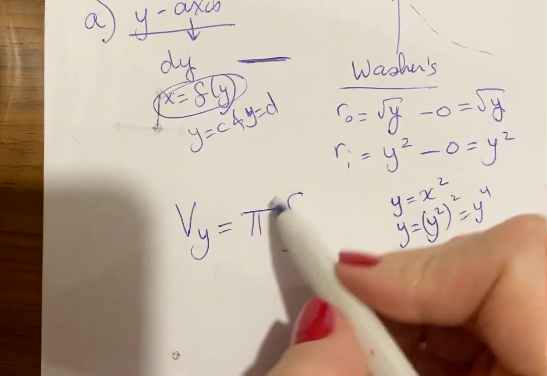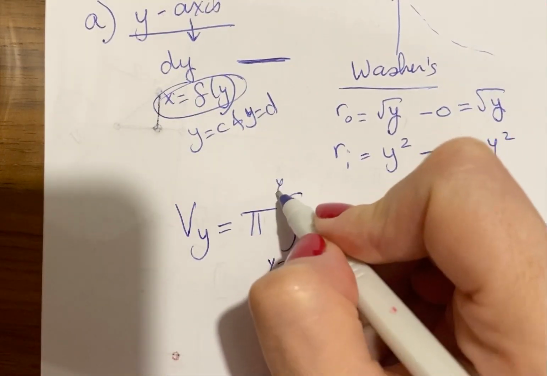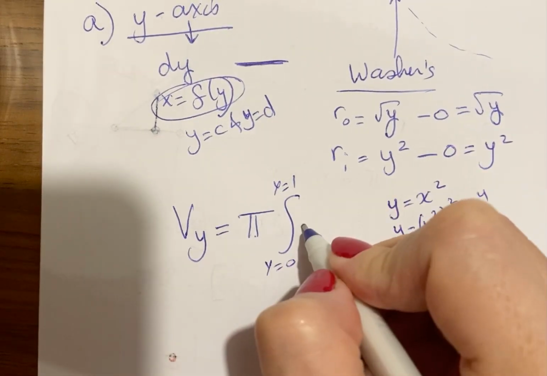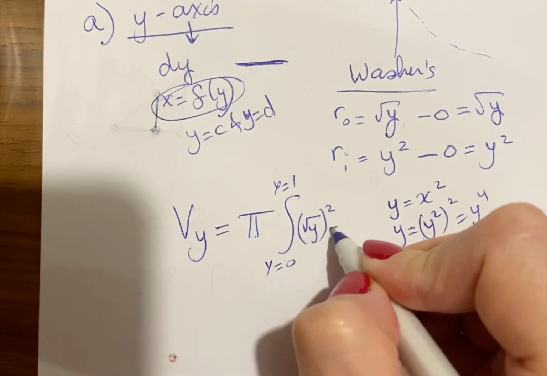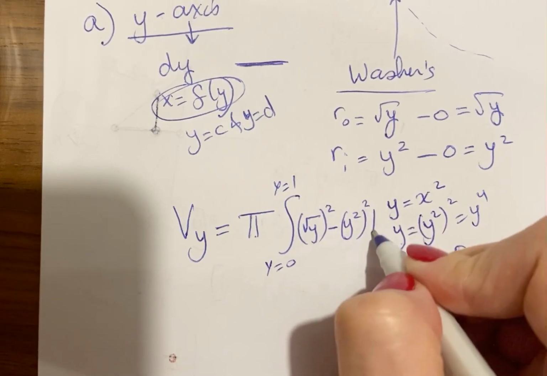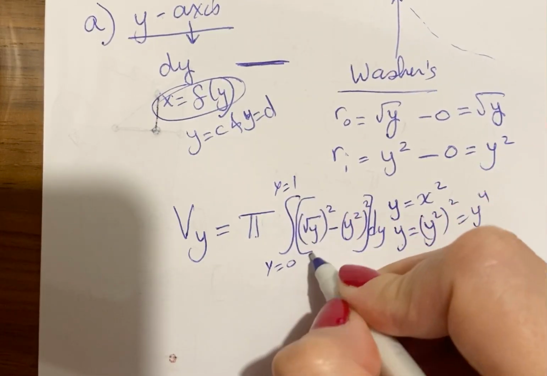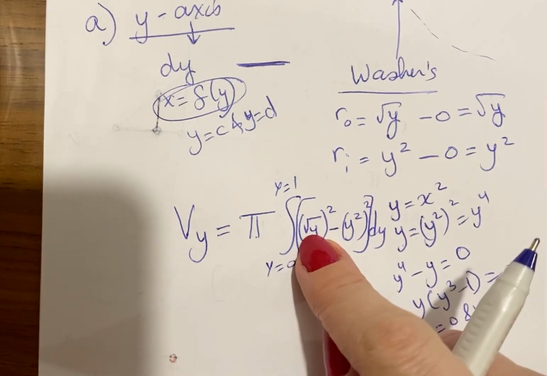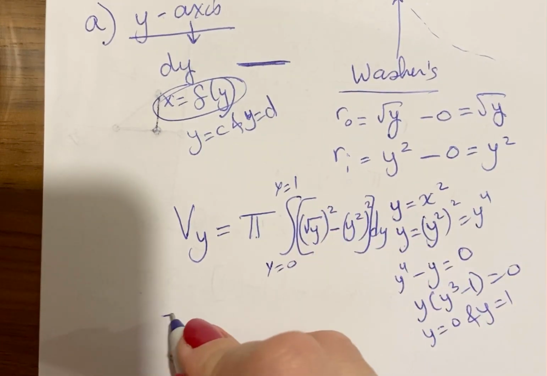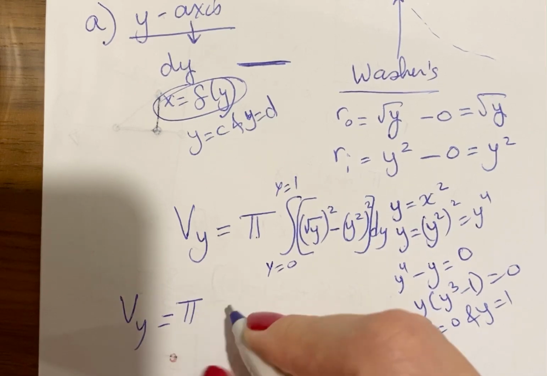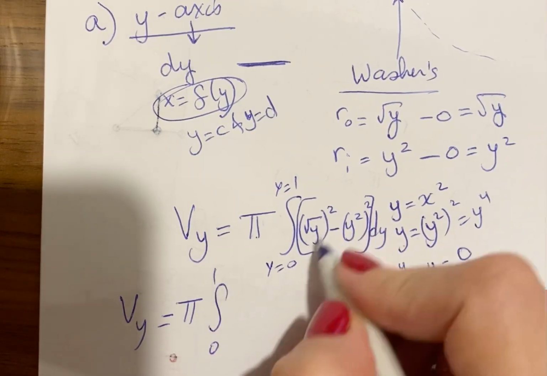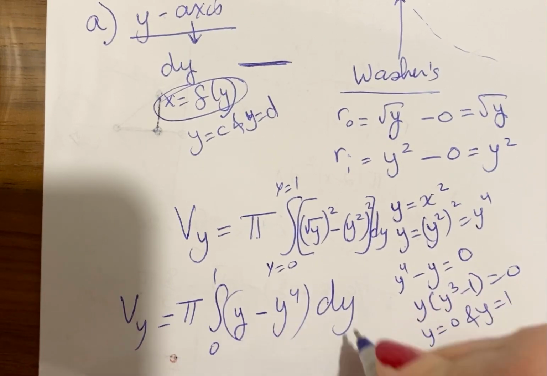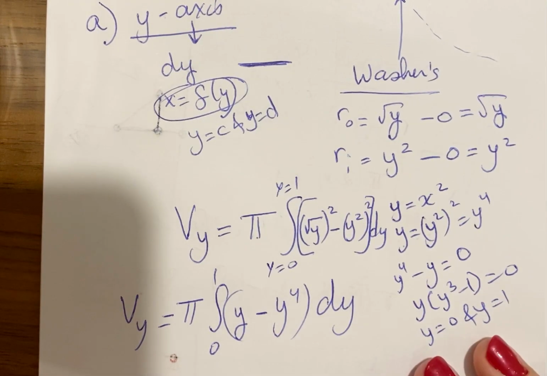So from where to where will we integrate? We will integrate from y equals 0 to y equals 1. Pi, the outer radius squared minus the inner radius squared dy. Be careful, it's not root y minus y, all of it squared. No, it's the outer radius alone squared minus the inner radius squared, which here becomes pi times the integral from 0 to 1 of root y squared, which is y, minus y to the power 4, and you integrate one by one to get the answer.